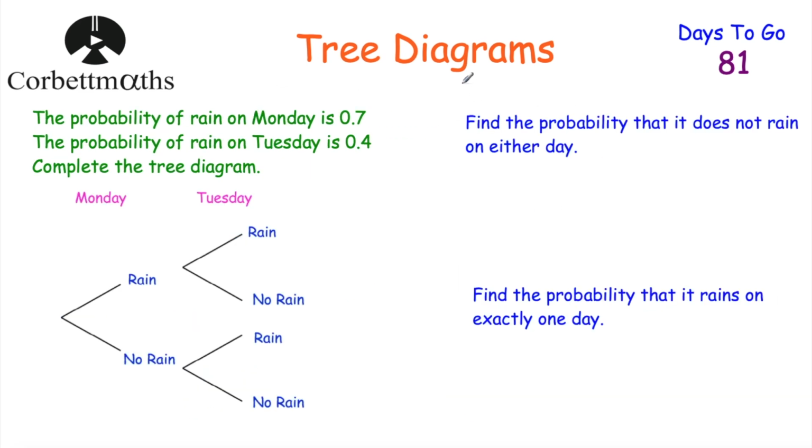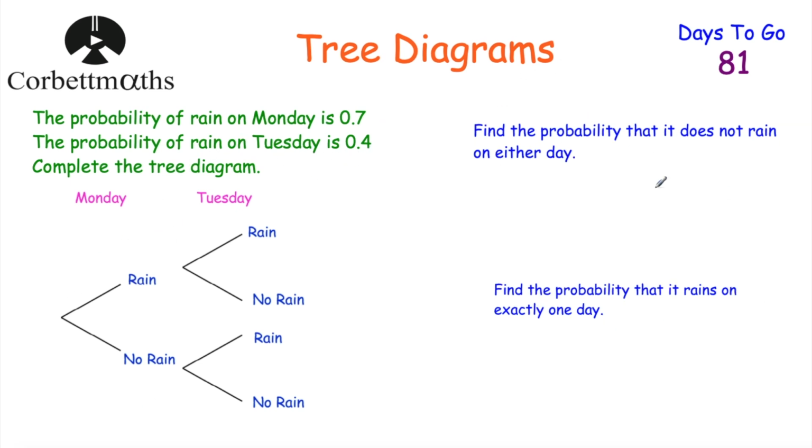Okay, let's have a look at a tree diagram question. Now this is one for you to try, and the question says the probability for rain on Monday is 0.7 and the probability for rain on Tuesday is 0.4, and we've been asked to complete the tree diagram, and then we've been asked some probability questions based on the tree diagram. So feel free to pause the video now and to complete the tree diagram and then to try these probability questions. Okay, so our first part is to complete the tree diagram.